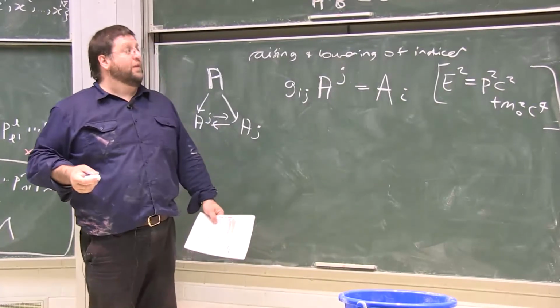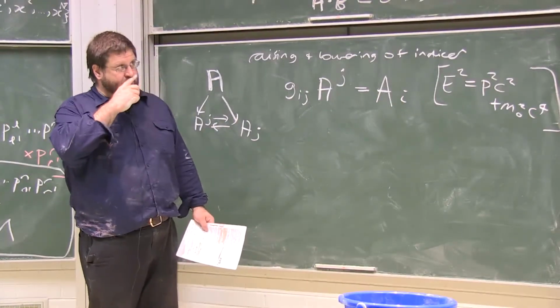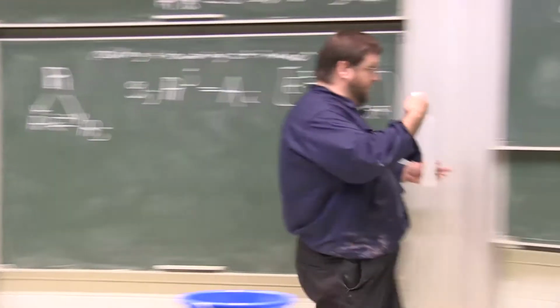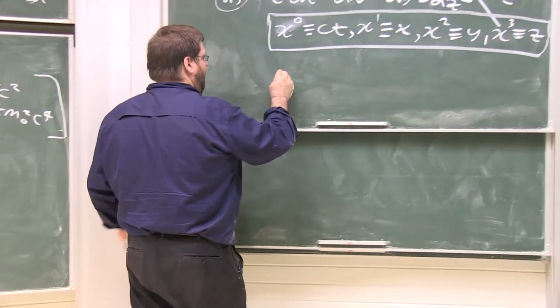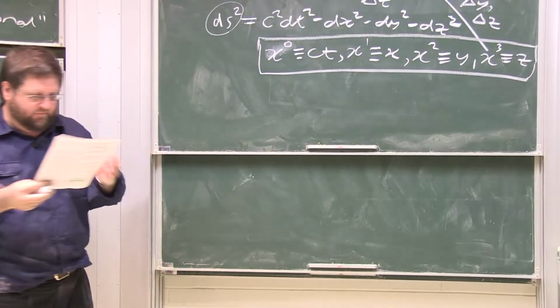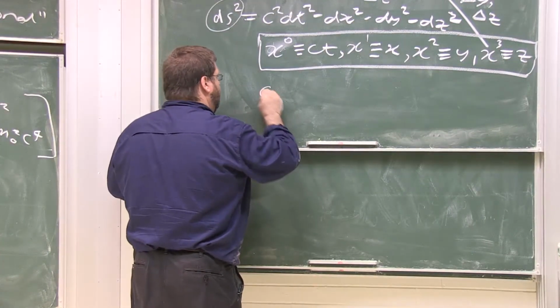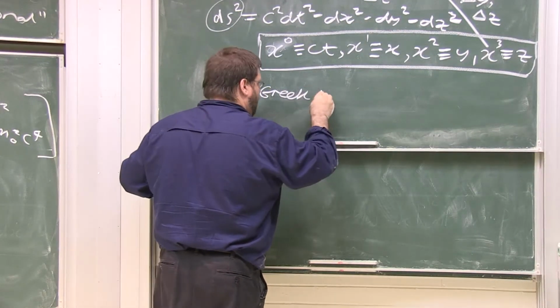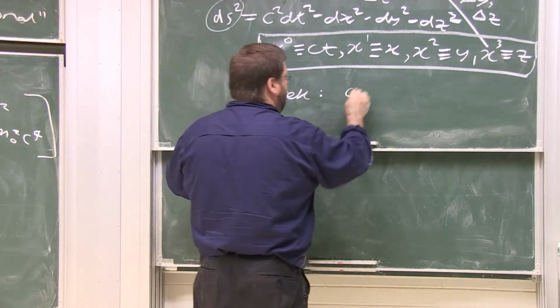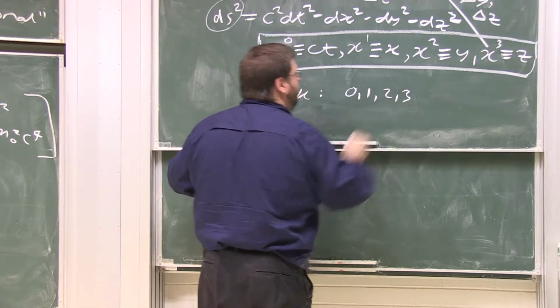And we know that these things transform according to the Lorentz transformations. But these coordinates are going to be tensors. Now we're going to use Greek indices. When we have a Greek index, upstairs or downstairs, it's going to take the values 1, 2, 3, and naught.